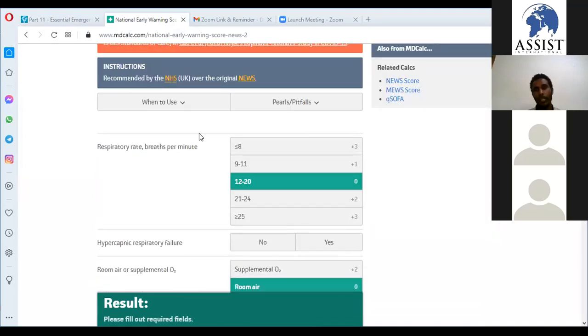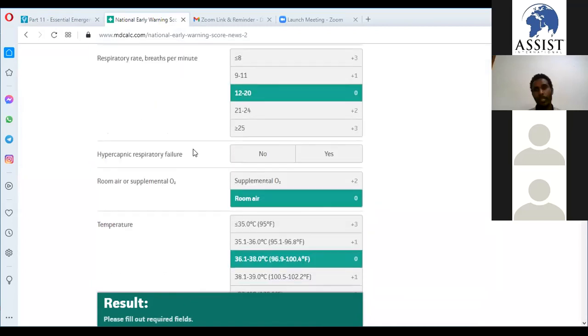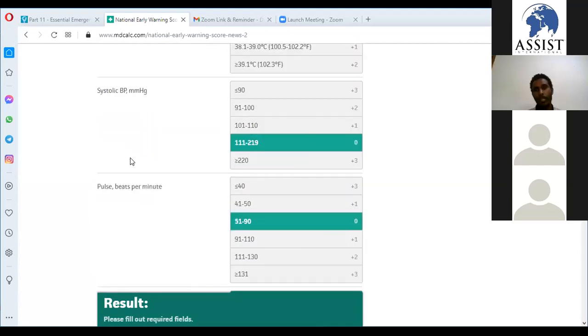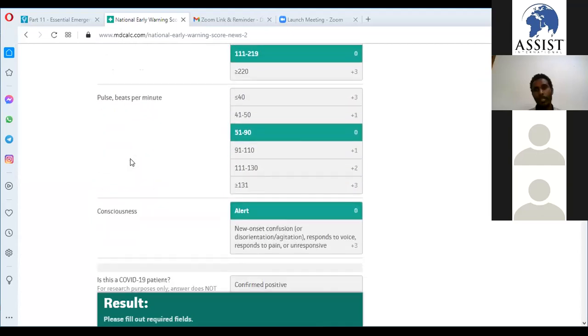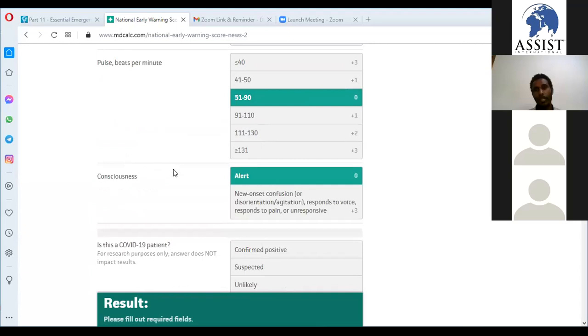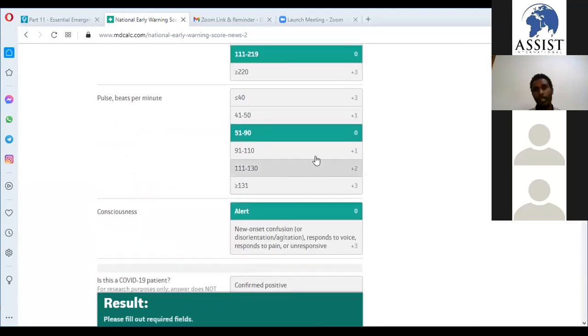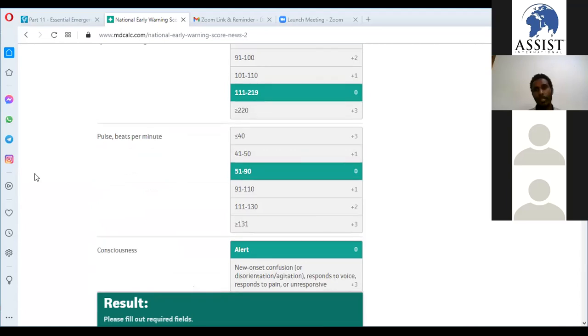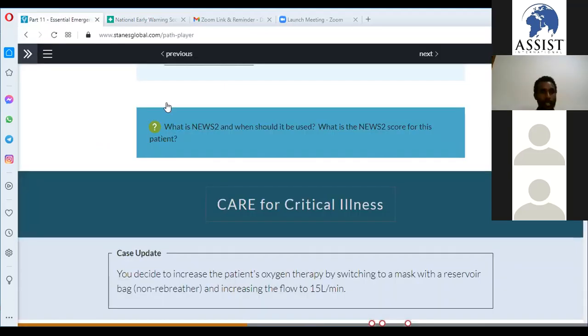It has respiratory rate, breaths per minute, the presence or absence of hypercapnic respiratory failure, the need of supplemental oxygen or not, the temperature, the blood pressure, the pulse, and the consciousness or the mental status, with each having a different scoring system. And adding this, we will get a certain score. So based on that score, we will decide our patient's category. So based on this score, what is the new score of our patient?